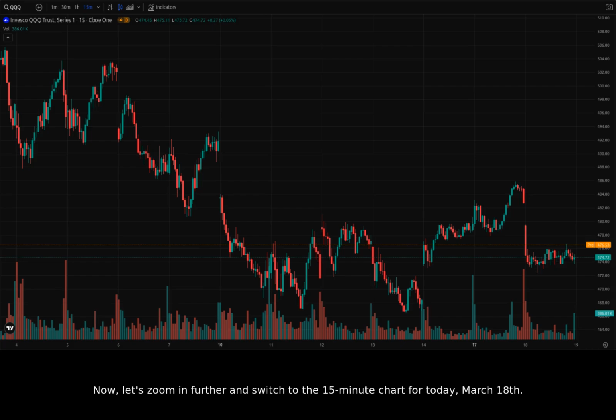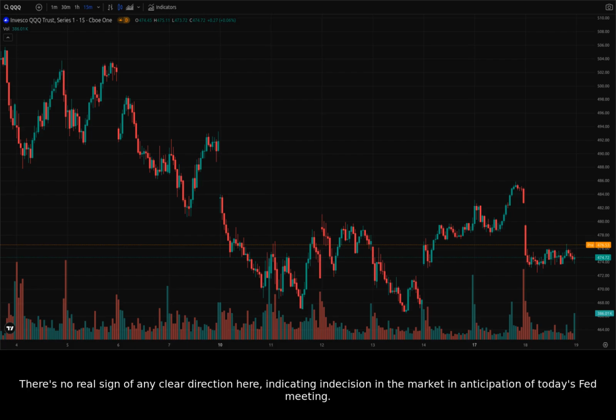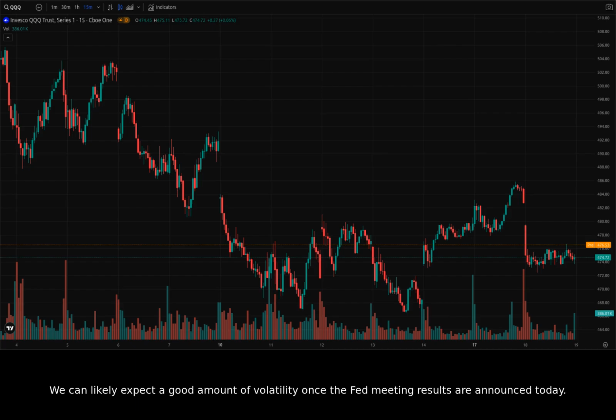Now, let's zoom in further and switch to the 15-minute chart for today, March 18th. Analyzing the 15-minute chart, we can see more granular price movements and volatility, which is mostly sideways. There's no real sign of any clear direction here, indicating indecision in the market in anticipation of today's Fed meeting. We can likely expect a good amount of volatility once the Fed meeting results are announced today.